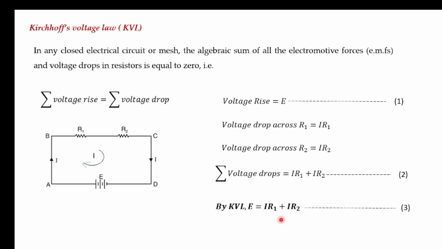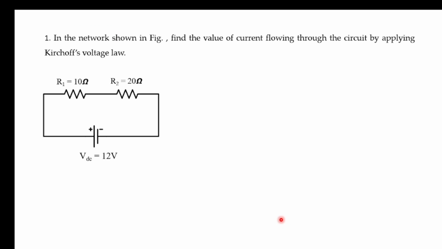So now let us solve this particular problem. In a network shown in the figure, find the value of current flowing through the circuit by applying Kirchhoff's voltage law. So this is a given circuit. Here DC supply voltage is given. Its value is 12 volts. Resistor R1 value is given 10 ohms and R2 value is 20 ohms.